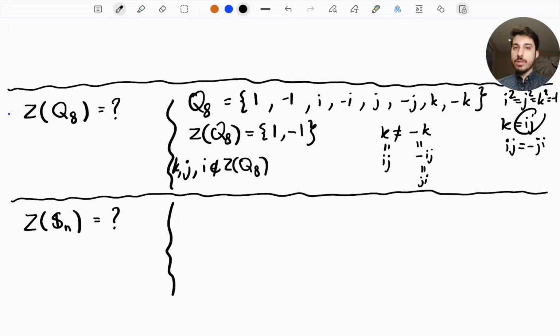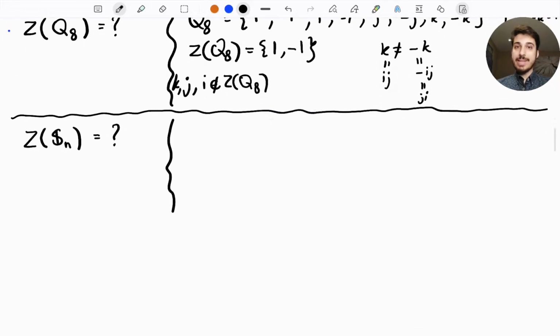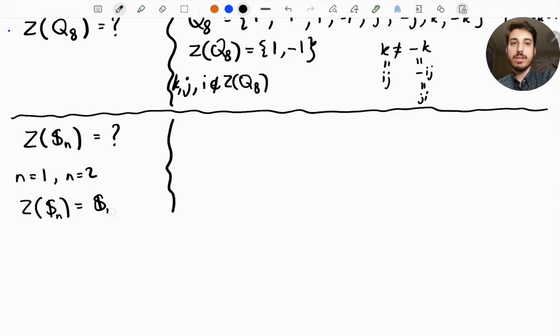Okay, let us look now into the center of Sn, the symmetric group, the group of permutations of a set, and we will see immediately that if n is equal to 1 or 2, we have a trivial case here. So if n is equal to 1 or n is equal to 2, Z of Sn immediately equals all of Sn. You can see that for yourself. Try it out. It's very easy.